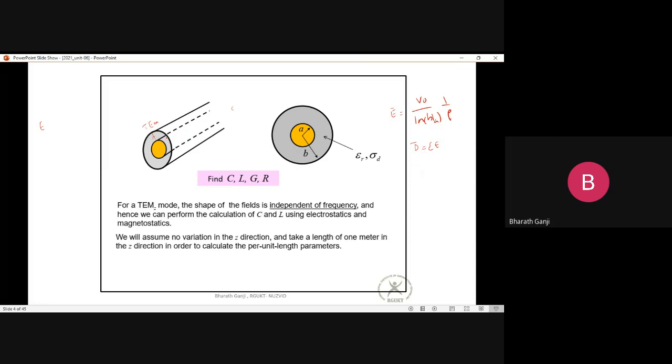How does the surface charge distribution come about? By applying the boundary condition. On the boundary, what is the boundary condition? The normal vector n cap dot D bar should be equal to the surface charge distribution. Here D bar is epsilon times E bar, and the normal vector is rho cap. So rho cap dot E is equal to sigma s. Simply multiplying this whole expression by epsilon, you get the surface charge distribution. We need the electric field at this boundary, so we have to take rho equal to a there. So this is the surface charge distribution. Once I have the surface charge distribution, how do you calculate the total charge?